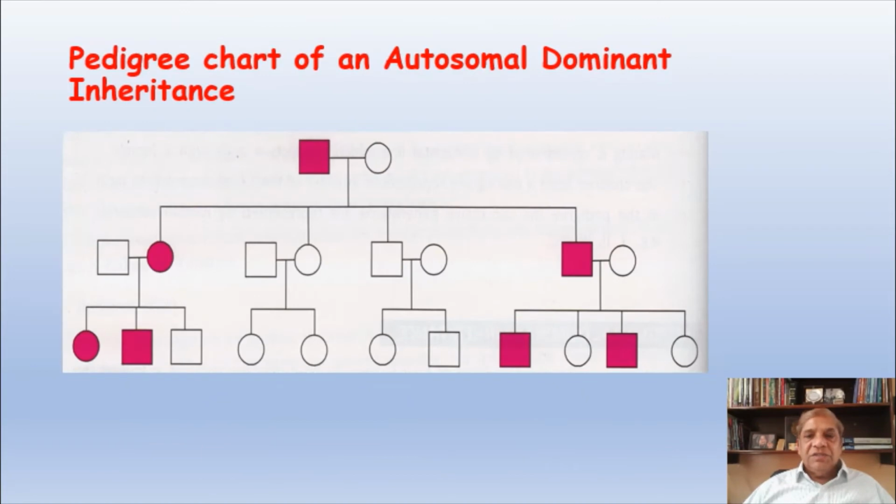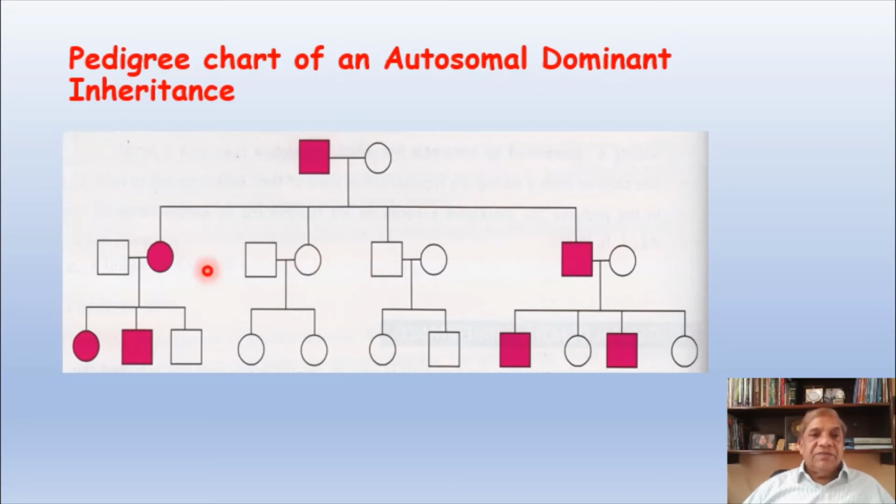Now this is the pedigree chart of an autosomal dominant inheritance. This pedigree chart shows that the father is affected, because the symbol is solid here, and then he has a daughter, a second daughter, a third male child, and a fourth male child. Among his children, one daughter and one son are affected, which means 50% of his children are affected, and the other daughter and son are unaffected.